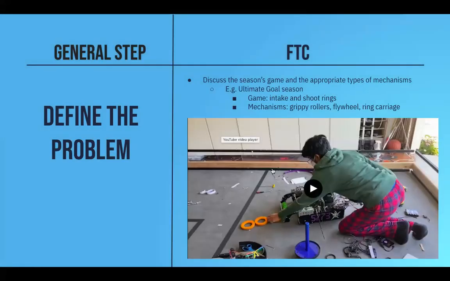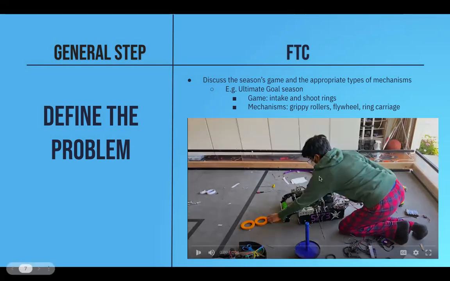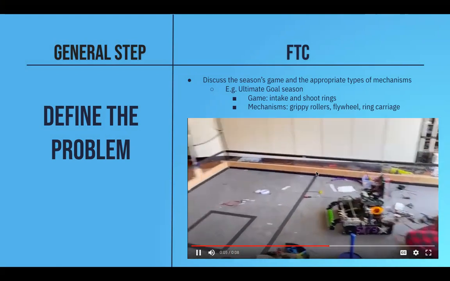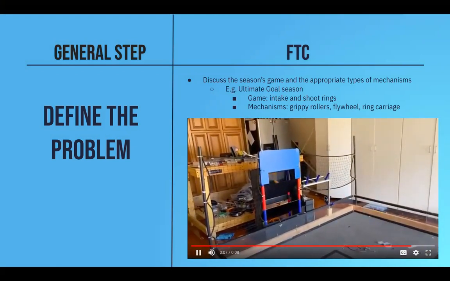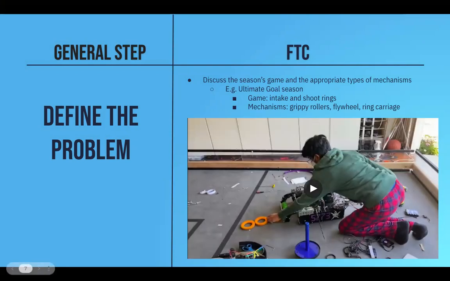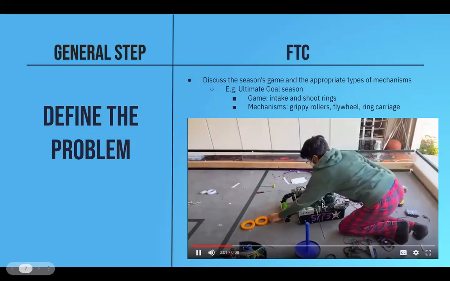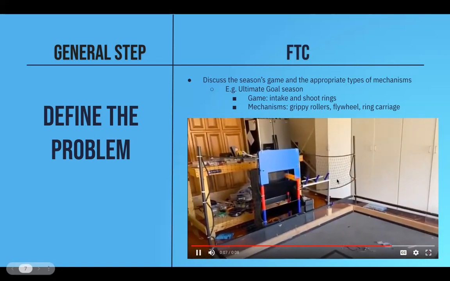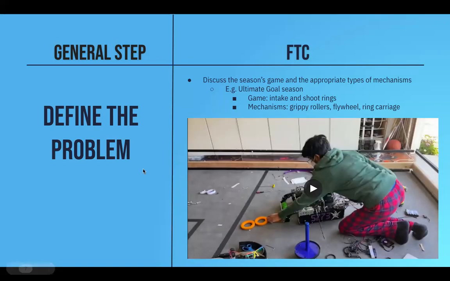First, you have to define the problem. For example, in the Ultimate Goal season, the game involved intaking and shooting rings, and the mechanisms would be grip rollers, a flywheel, and a ring carriage. As you can see, it intakes the rings. I'll play it again. Using a servo and motor, it aligns and shoots at the goal.